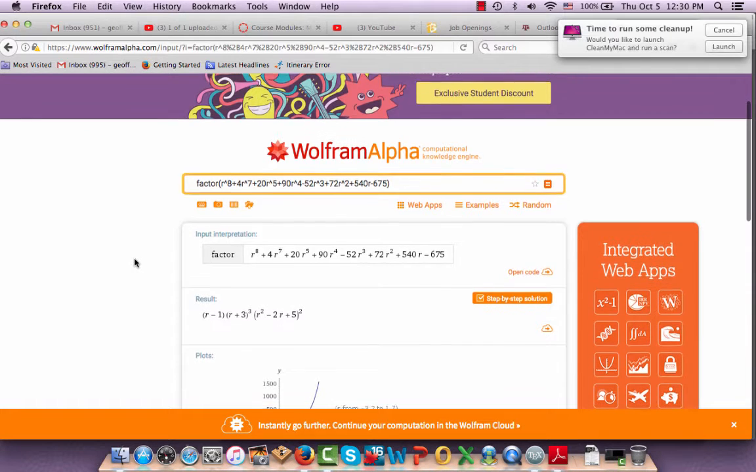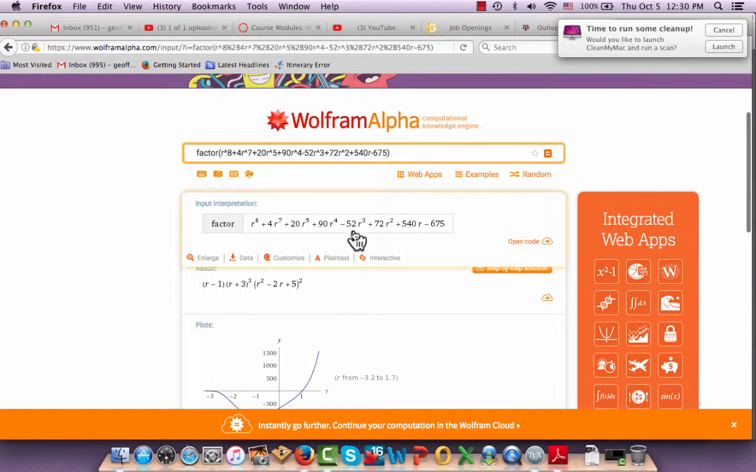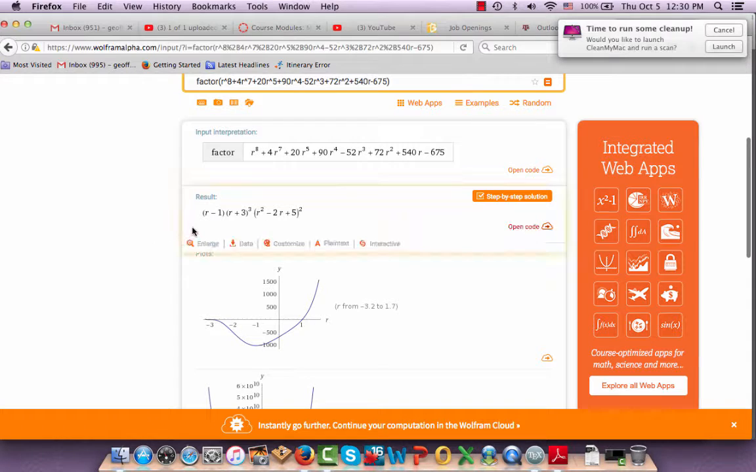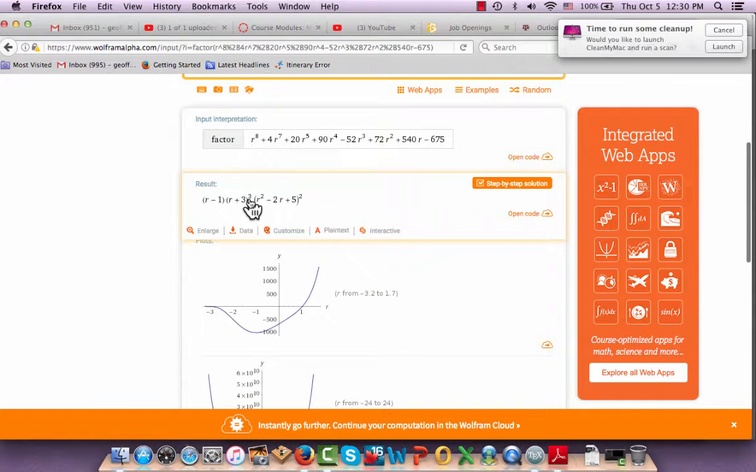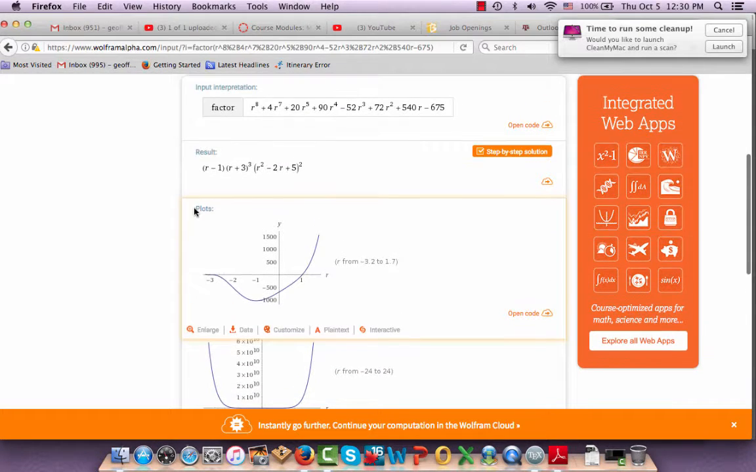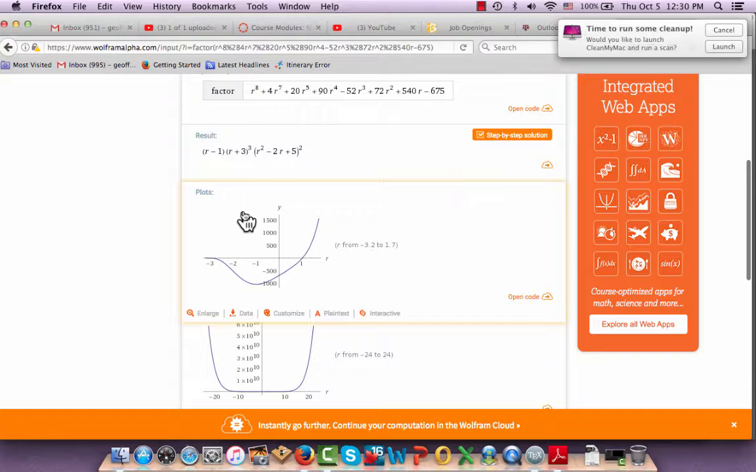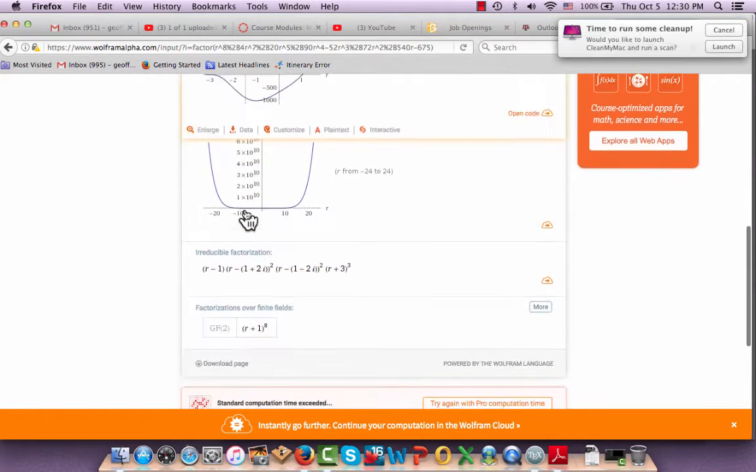It gives you a whole bunch of information. It tells you what your polynomial was. The first thing it gives you is how it's factored in terms of real numbers. So in terms of real numbers, we see that it has a factor of r minus 1, 3 factors of r plus 3, and then this quadratic factor that's squared. That quadratic factor is telling us that there are 2 complex roots there. It couldn't factor it over the reals, but later on it will. It also shows you graphs, just to give you a view of this function from different scales.